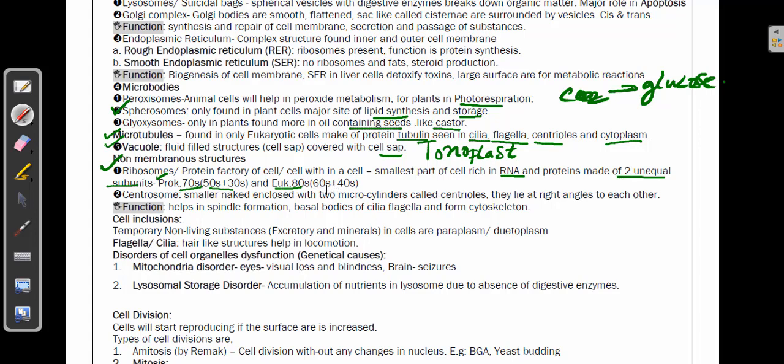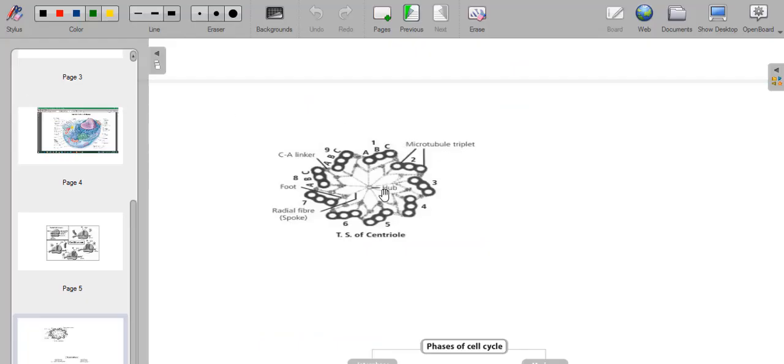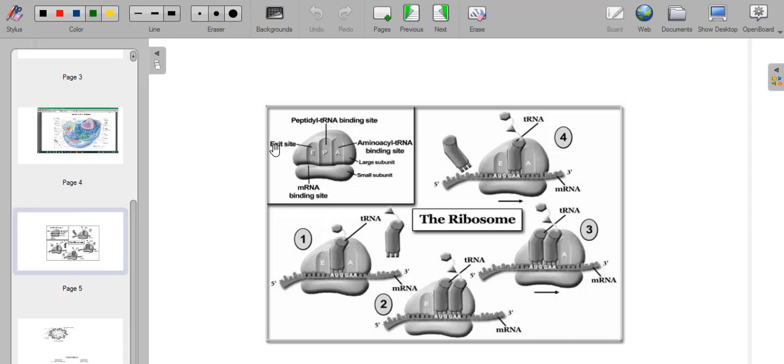We're looking at the ribosomes. The ribosomes are quite different organelles inside the cell. You can see it has two different subunits.